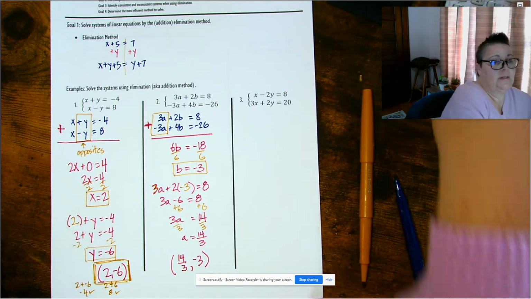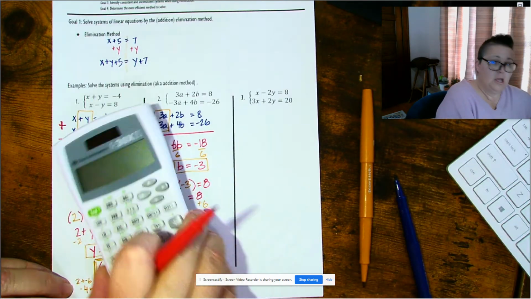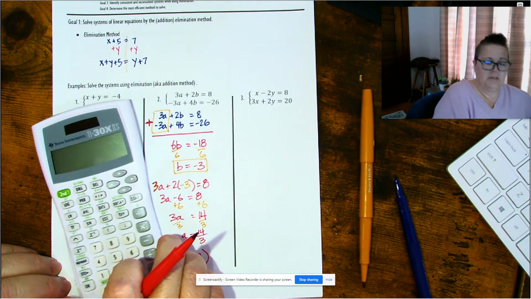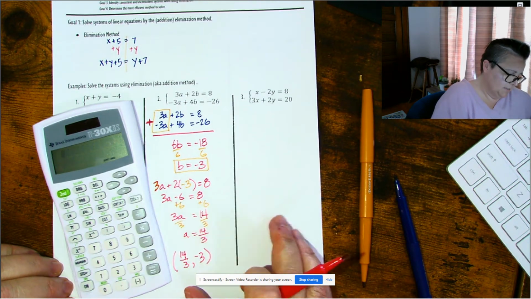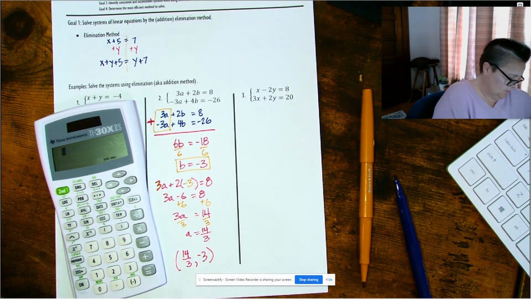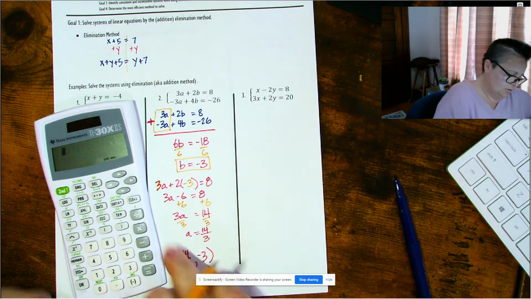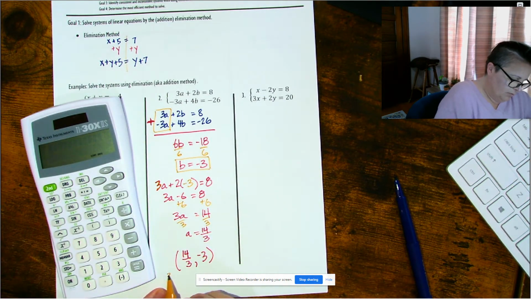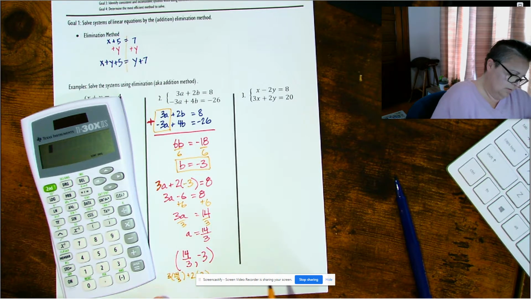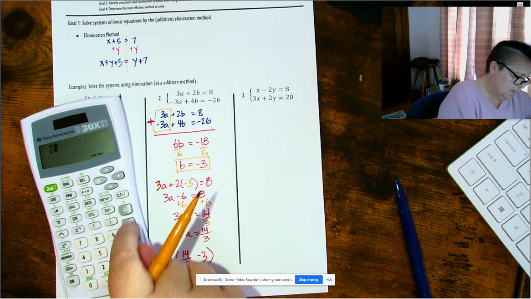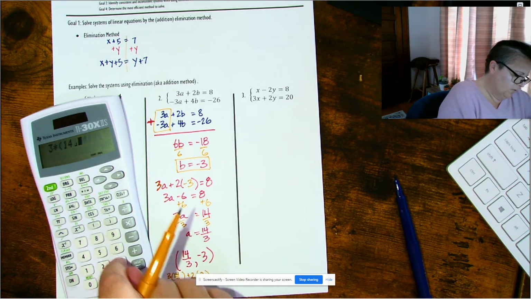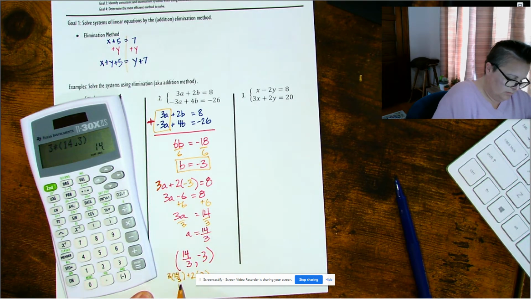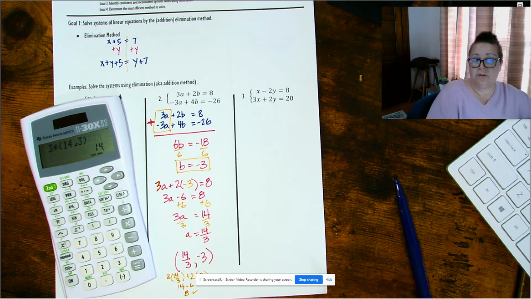To check this one, I'm again going to pull out my tool here. This is the calculator with the fraction buttons on it. In the first equation, I would have 3 times 14 over 3 plus 2 times negative 3. So 3 times 14 over 3 is 14, minus 6, that's 8. Yep, it worked in the first equation.